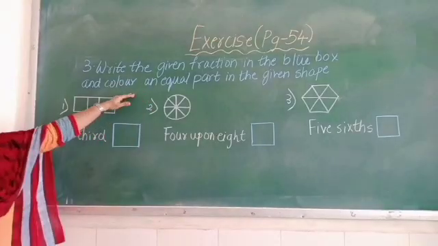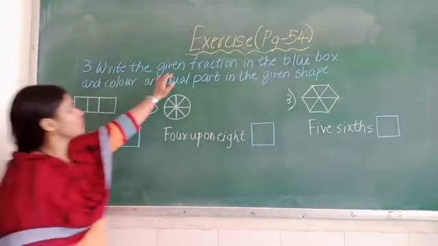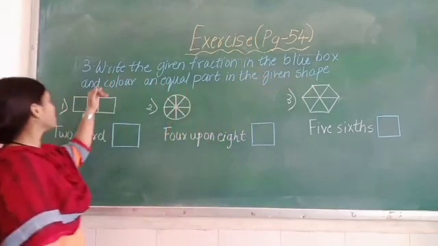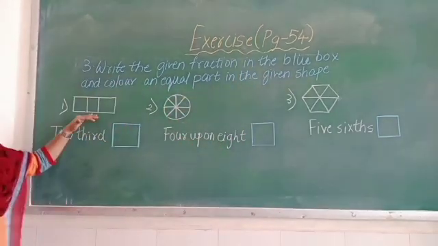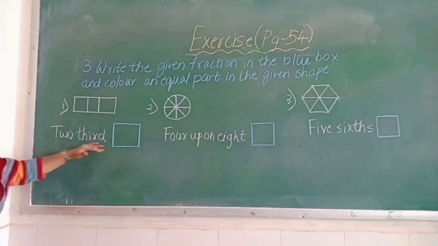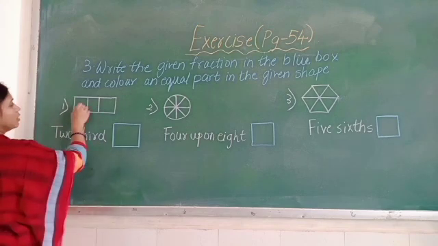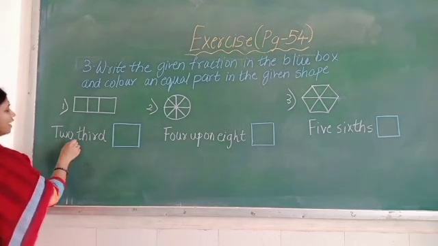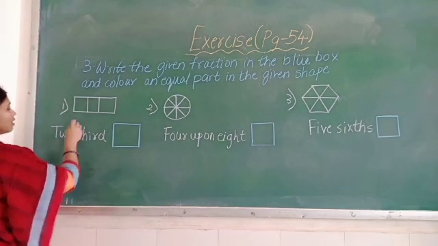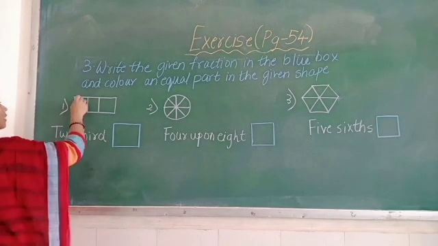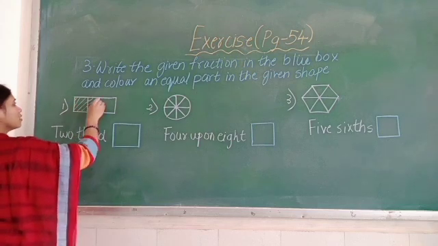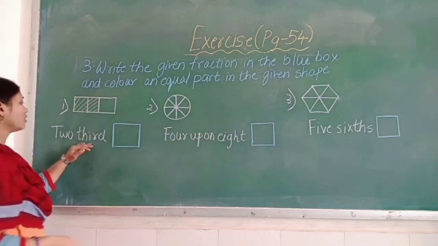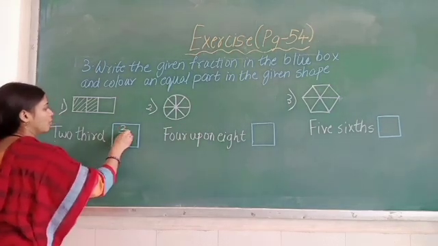Now students, the third question is, write the given fraction in the blue box and color an equal part in the given shape. Now here shapes are given and they have written 2/3, we have to color it. So 3 parts are there, out of that 2/3 will be colored. It means 2 parts will be colored. So we have to shade the 2 parts in this manner. And we will write this fraction as 2 upon 3.